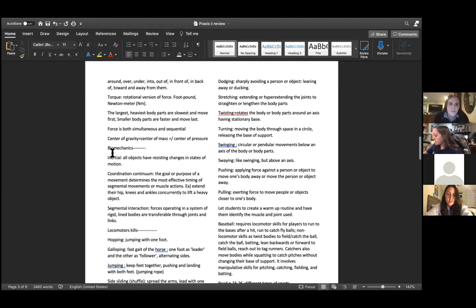Force is both simultaneous and sequential. Center of gravity equals center of mass, which equals center of pressure.